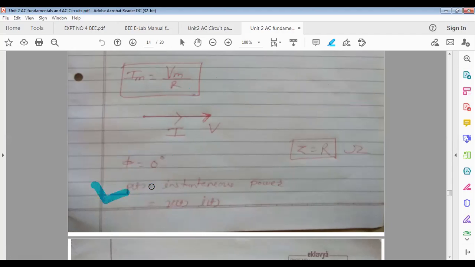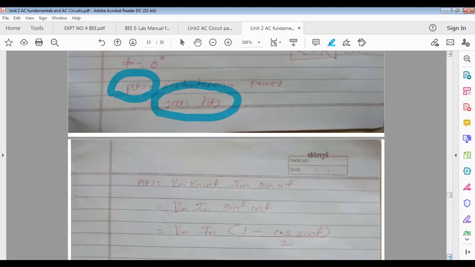Now instantaneous power. Power we denoted by P. Instantaneous power is denoted by small p and it is a function of time. So it will be the product of instantaneous voltage and instantaneous current for an AC circuit. Otherwise, for a DC circuit, we use the formula for power, capital P is equal to capital V into capital I. For AC, instantaneous power is equal to the product of instantaneous voltage and instantaneous current.